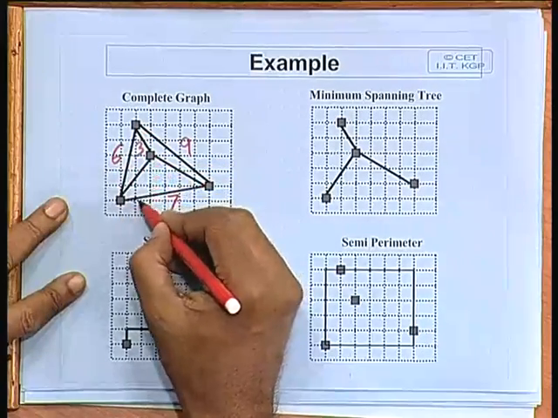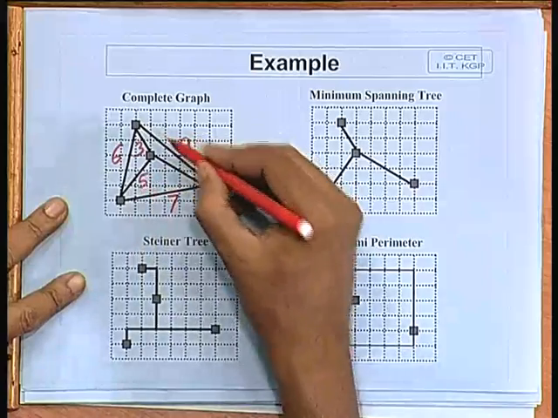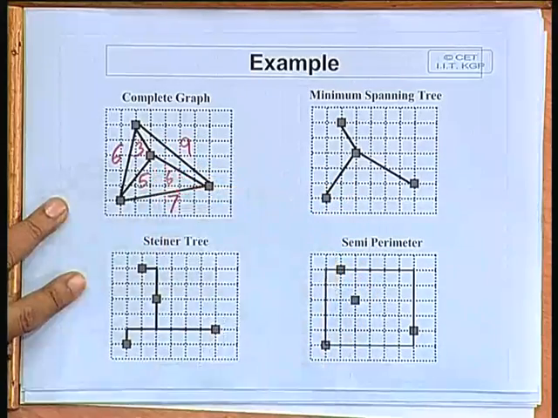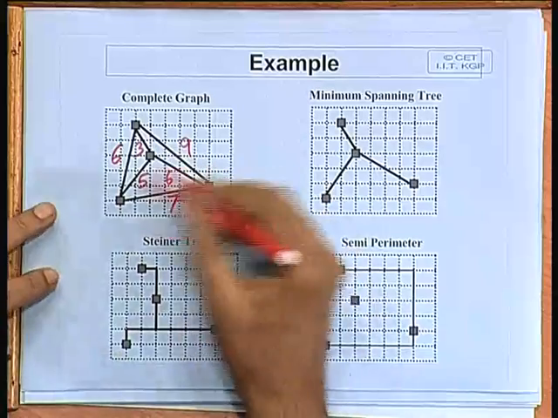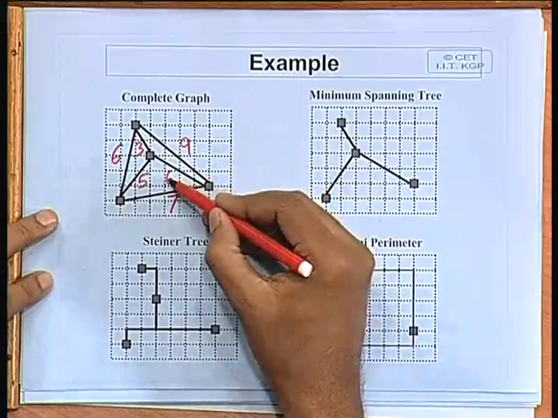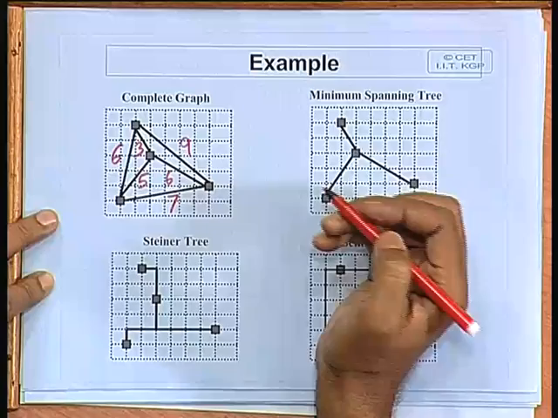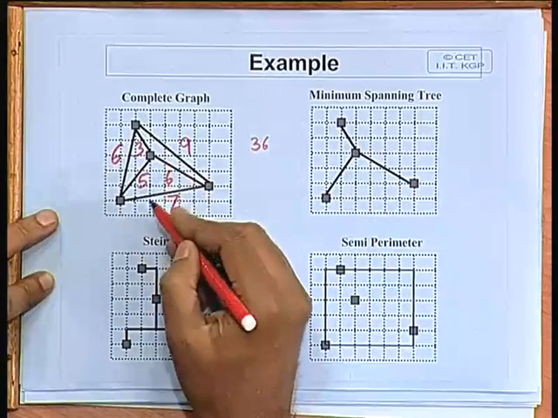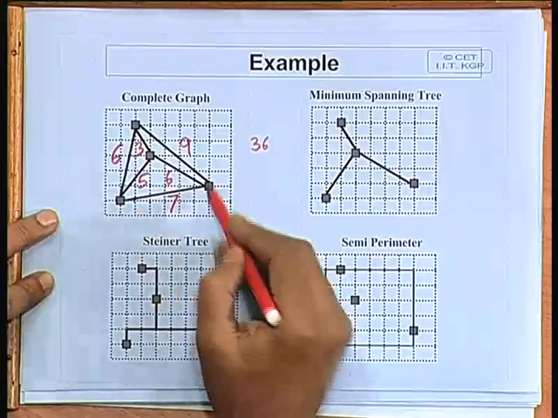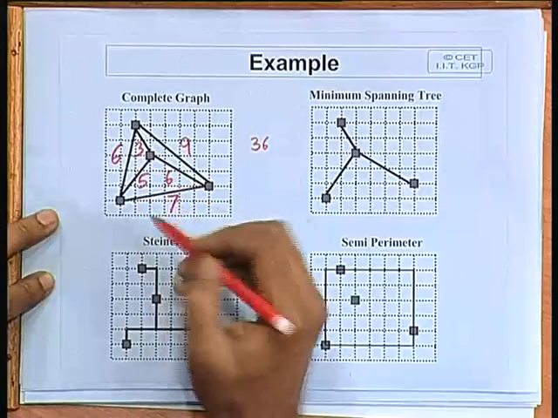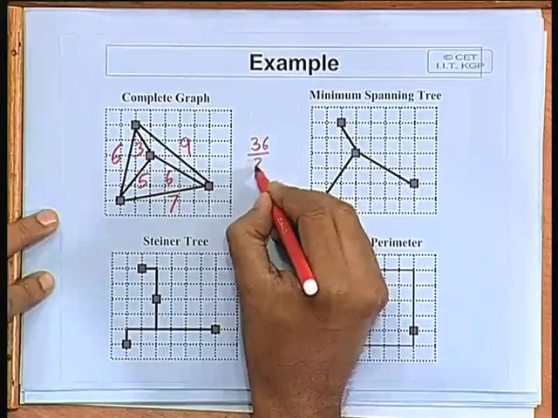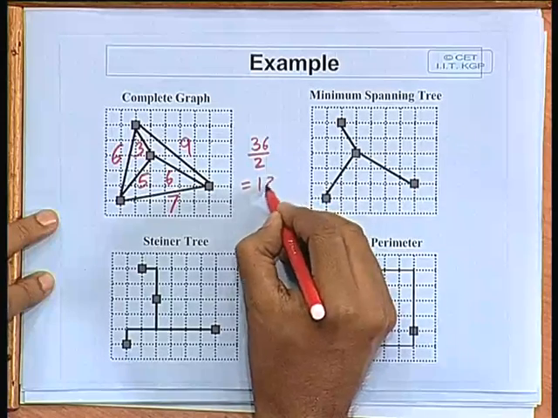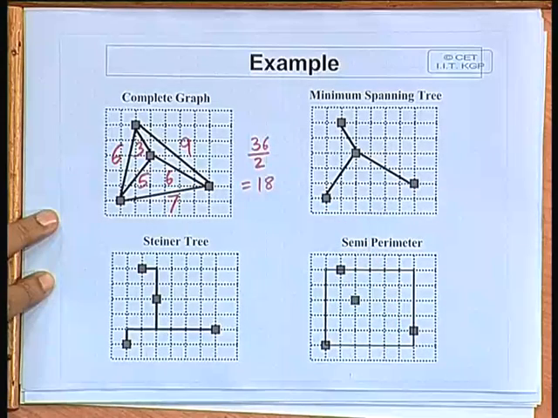1, 2, 3, 4, 5. This is 5. And 1, 2, 3, 4, 5, 6. This is 6. So, if you take the sum total of the edges, it becomes 36. This you will have to multiply by 2 by n. Here n is 4, 2 by n is half. So, 36 by 2. Your estimate of wire length in this case is 18. Okay.